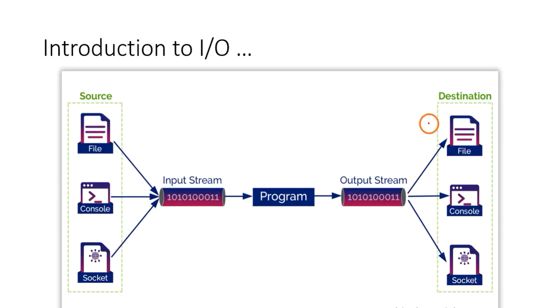Let me show you a diagram. Here is the diagram. This is your Java program that you will write. Your program requires some input, and your program generates some output. The data coming from multiple sources can come from a file, from the console, which means, let's say, the command prompt, or from the network. Whatever data is coming from these sources is treated in the form of a stream.